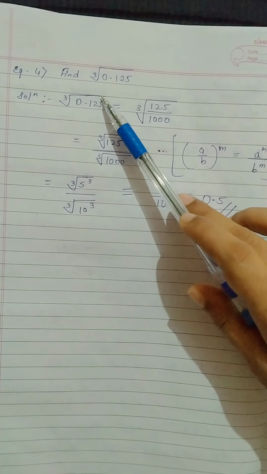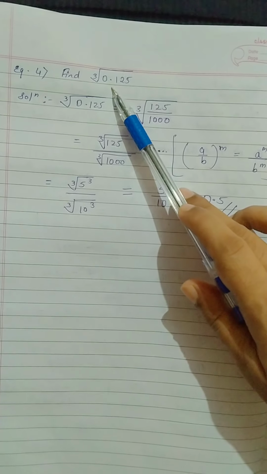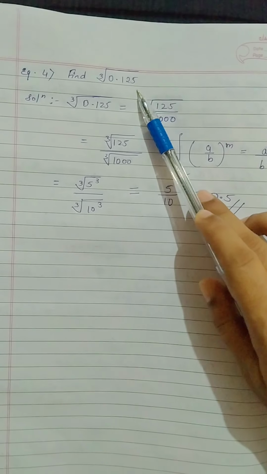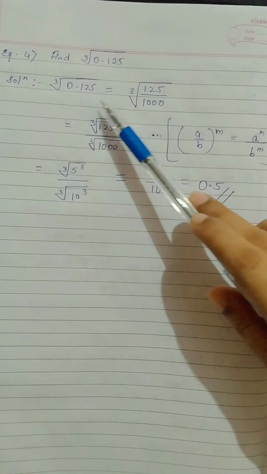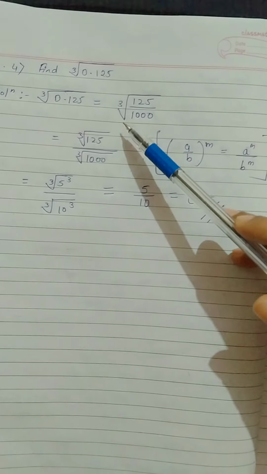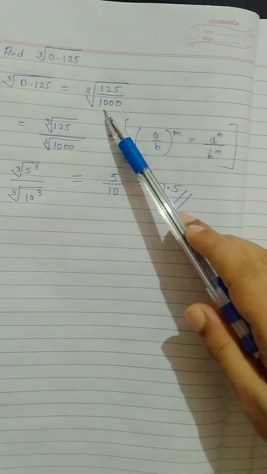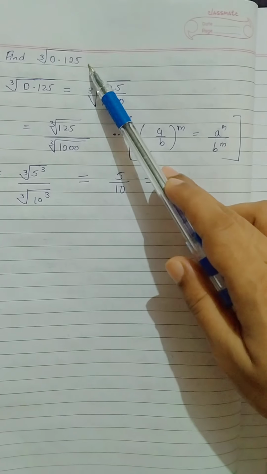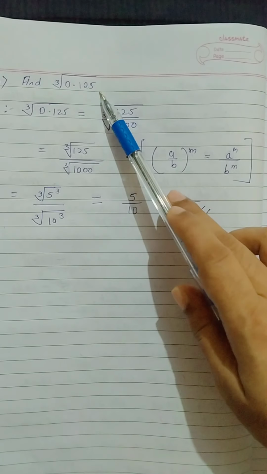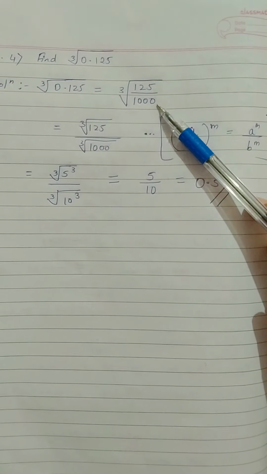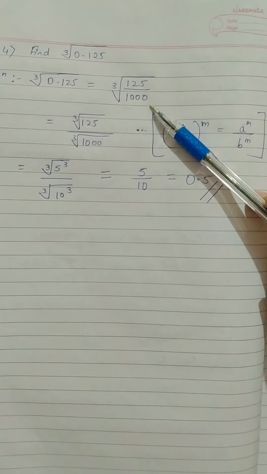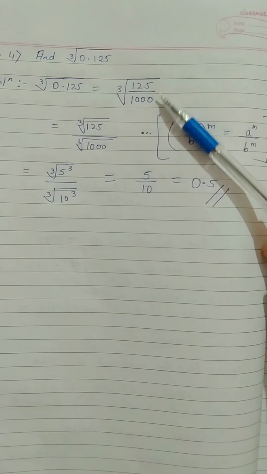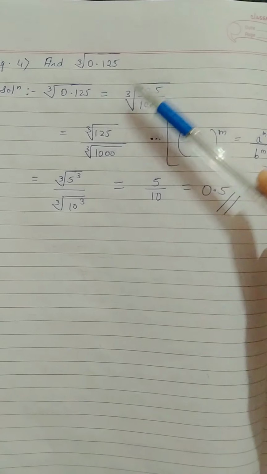Now here is a fourth example. Here you can see it's a decimal number. So find the cube root of 0.125. Now we have to change this. So cube root of 0.125 we will convert into cube root of 125 upon 1000. Why 1000? Because after the decimal there are 3 digits. So that will be divided by 1000. If it is only 2 digits, then it will be divided by 100. If it is only 1 digit, then divided by 10. I hope you understood that part.